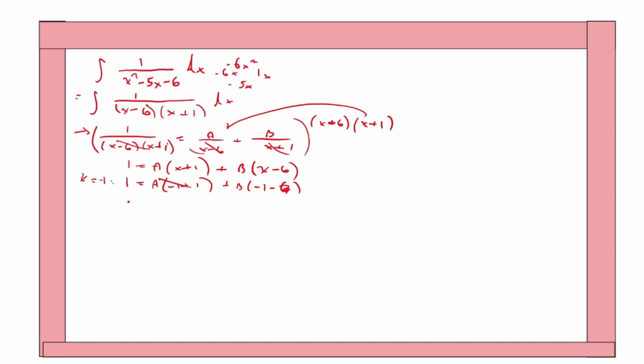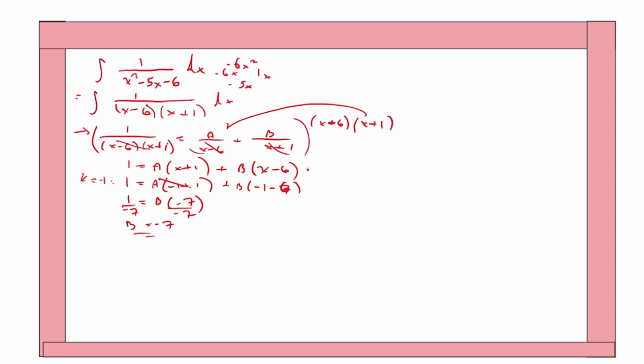That's a negative 7, right? So we have 1 is equal to b times a negative 7. Well, we pretty much solve for b, right? So if we divide both sides by negative 7, then we get b is equal to negative 1 over 7. So we found one of our things.